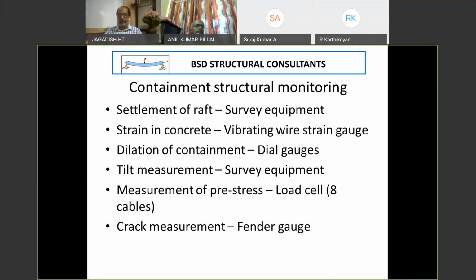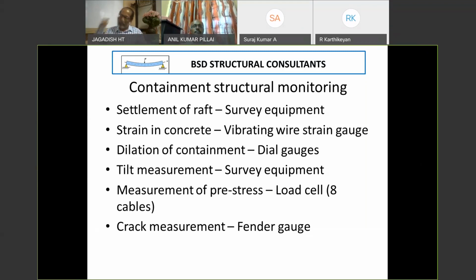We do all this monitoring. Settlement of raft. Now, if the raft is resting on solid rock, then settlement may not be much of a criterion. But if the raft is resting on pile foundations, then there is a possibility that there could be movement of raft. So we check the settlement of raft during this high pressure of 1.84 kg per centimeter square.